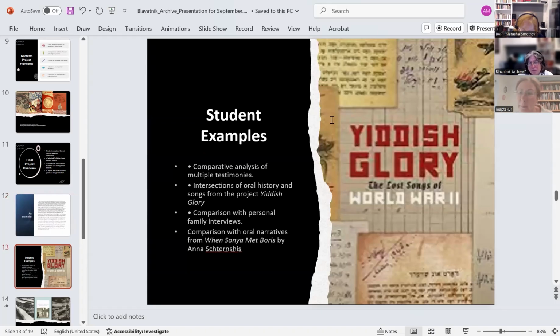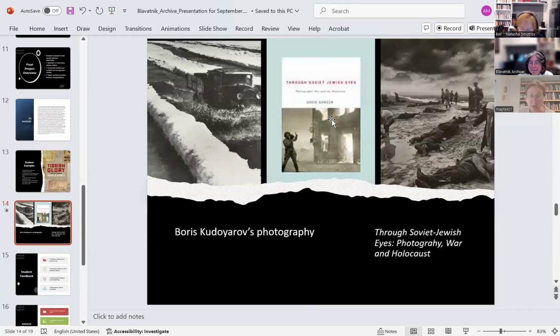So these are the student examples. What they did, they compared analysis of multiple testimonies, the intersection of oral history and songs from Anders Sternsch's project Yiddish Glory, where they paralleled interviews with the songs and the history of the songs, and comparison with personal family interviews, because some of the students were from Russian-speaking heritage families. So they compared the interviews they took from their own grandfathers with the interviews in the archive, and also with oral narratives in Anders Sternsch's project.